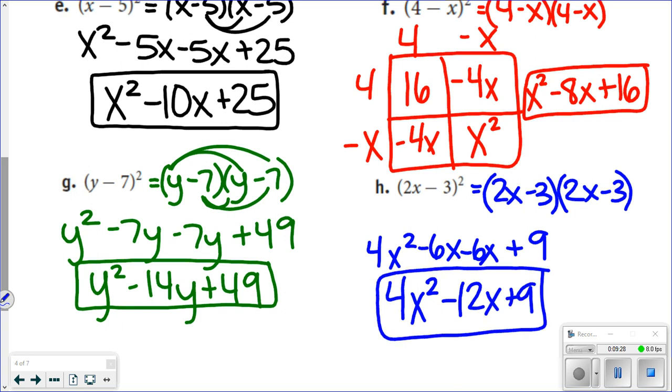It's important that you use whatever method works best for you. If you want to use the box method every time, that's fine. If you want to use FOIL every time, that's fine. And if you want to switch back and forth, that's totally okay as well. So check your answers and then make sure that you're submitting pictures of your work for these questions.